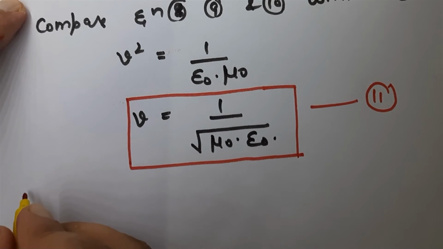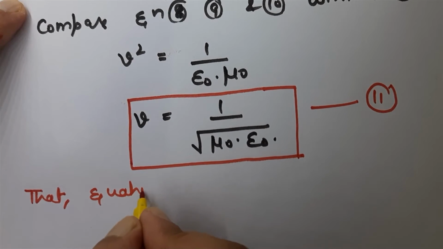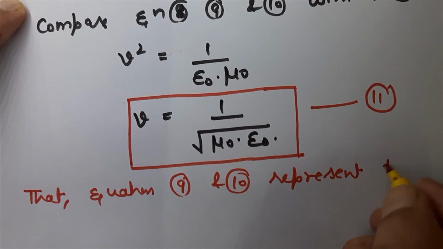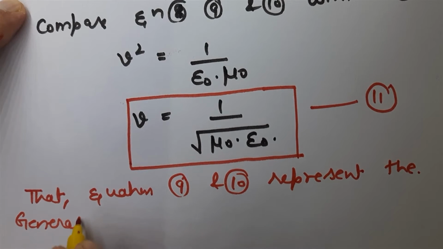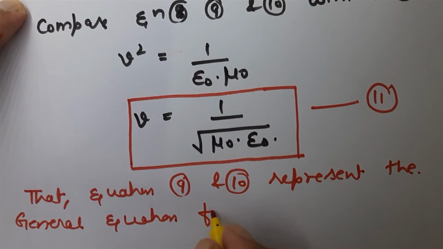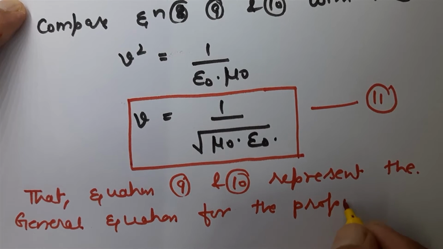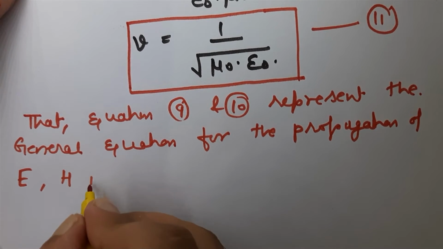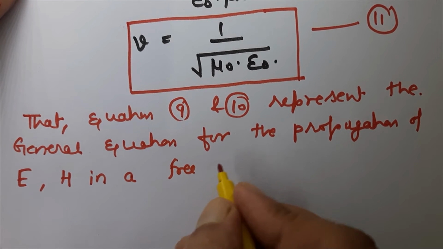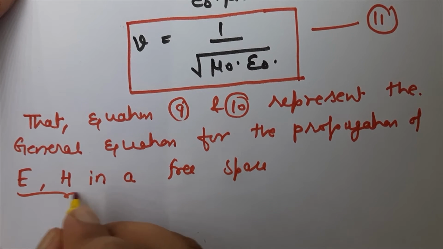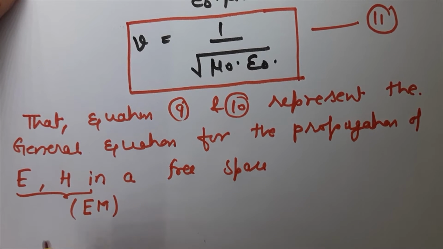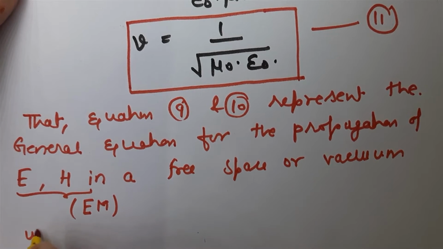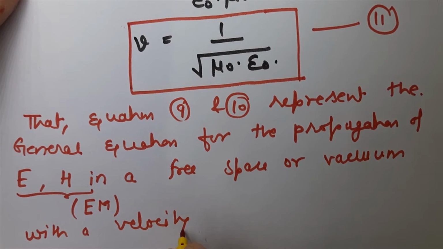So I will write what I have said, that equations 9 and 10 represent the general equation for the propagation of electric vector E and magnetic vector H in free space. You can also call it E and H. If you want to write it in a single word, you can write electromagnetic. Propagation of electromagnetic effect in free space or vacuum with a velocity given by equation 12.